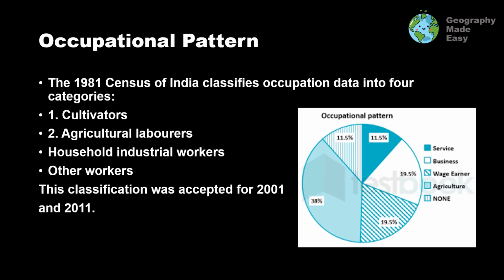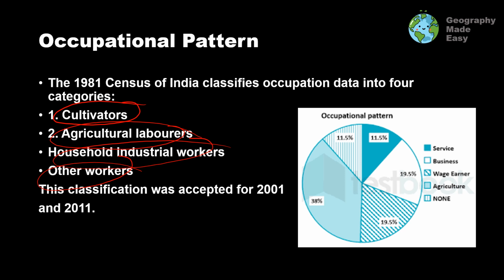Now we look into the occupational pattern. This is the 1981 census, which classifies the occupation into different categories, and this has been accepted in 2001 and 2011. A more detailed classification existed in the 1971 census, which I have not written because that is not considered now. So basically this occupation is divided into cultivators, agricultural laborers, household industrial workers, and other workers.